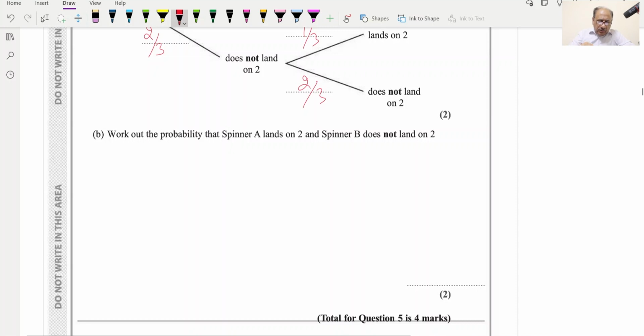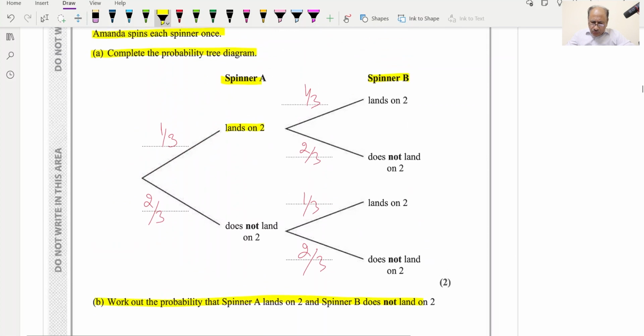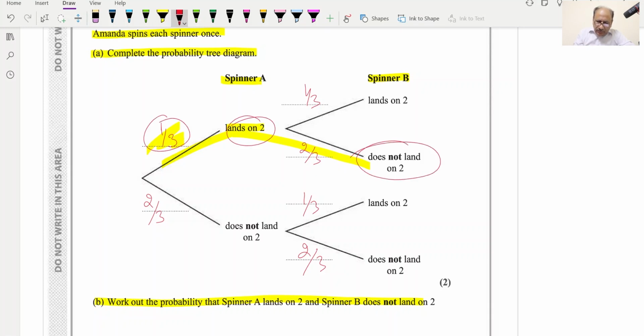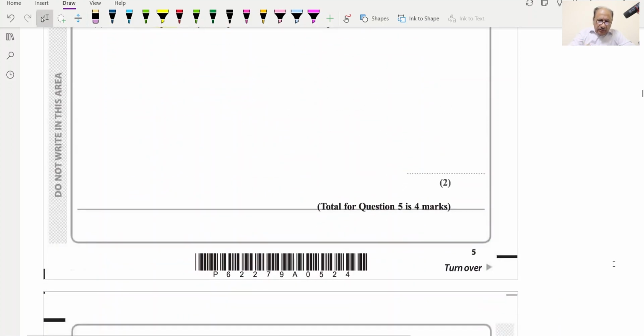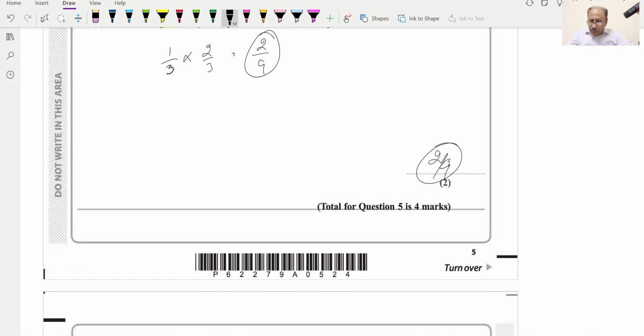Now work out the probability that spinner A lands on 2 and spinner B does not land on 2. So this will be the route of this one and this one, lands on 2 and does not land on 2. So we multiply this with this, 1 over 3 multiplied by 2 over 3, and this will be equal to 2 by 9, and our probability will be 2 by 9. Hopefully you understood this.